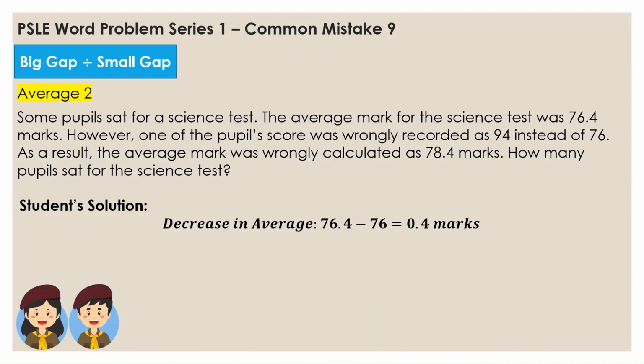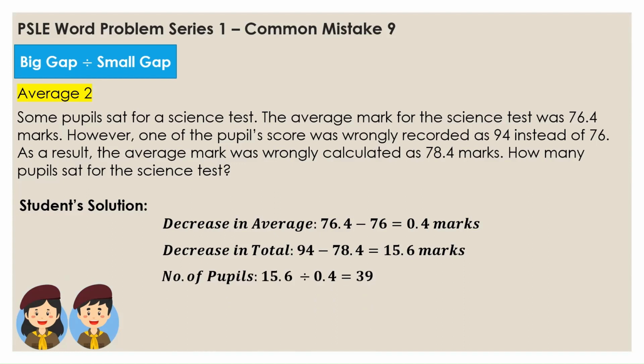This student first found the decrease in average, which is the small gap, using 76.4 minus 76 equals 0.4. Next, he found the decrease in total, which is the big gap, using 94 minus 78.4 equals 15.6 marks. Lastly, he used big gap divided by small gap and got the answer 39 pupils. It all seemed very correct. But his mistake was rather obvious as he compared the wrong set of data.